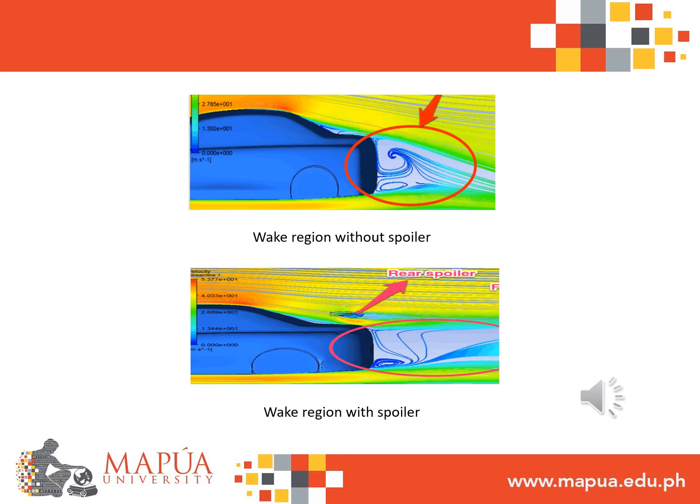In a car, we can delay the separation by using a spoiler. As you can see in the two figures, the wake region without spoiler has a higher wake area than the wake region with spoiler. Therefore, when a spoiler is attached, the wake starts to disperse.